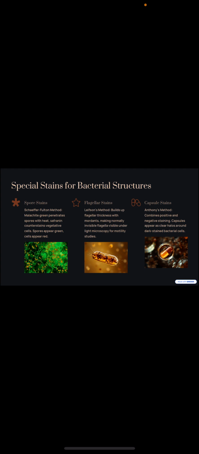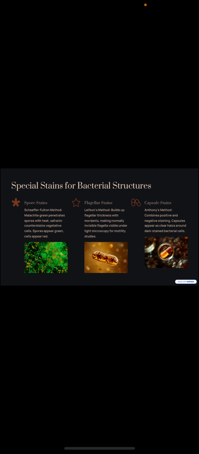Now there is a special stain. There is also a special type of staining technique which is used for bacterial structure. Till now we studied simple staining, negative staining, then differential staining, then gram staining, then acid fast staining, and each staining has its own importance in the field of microbiology. Without them, I think things will be completely impossible.